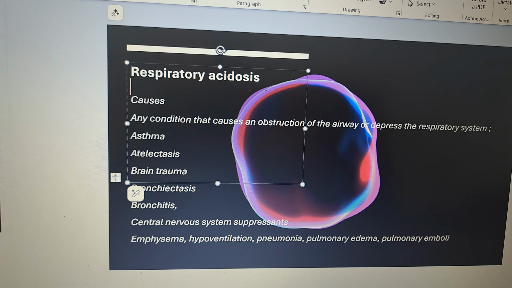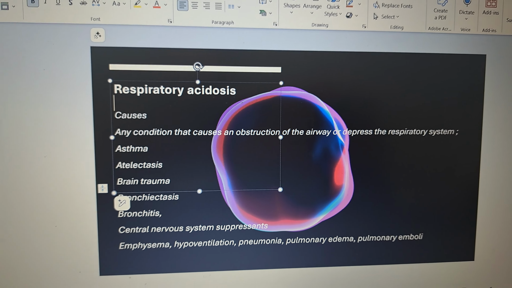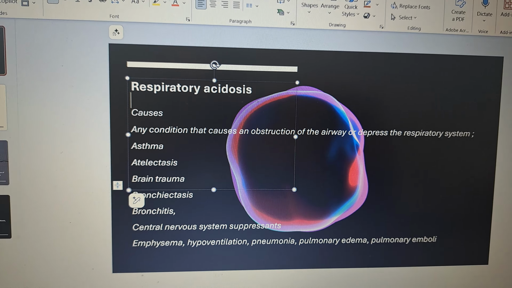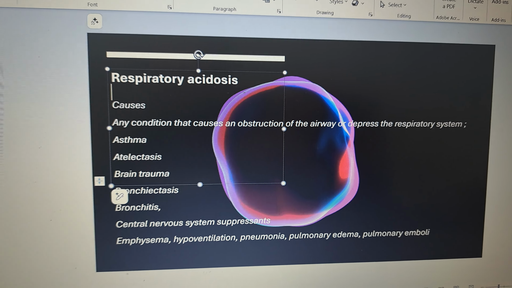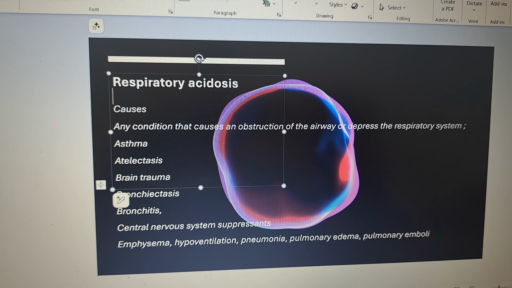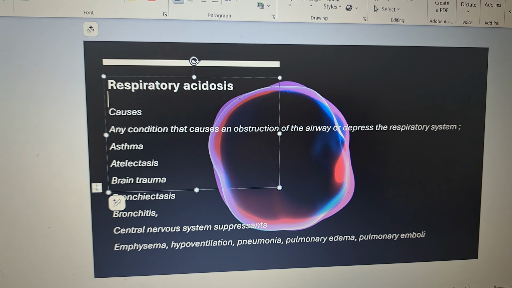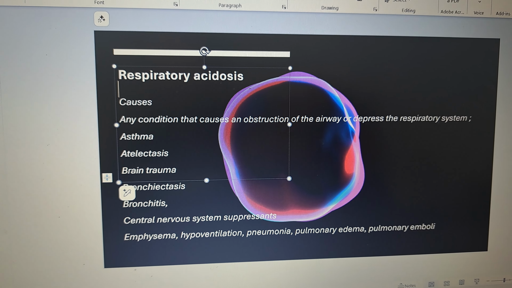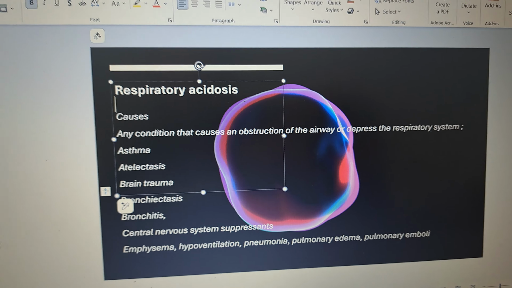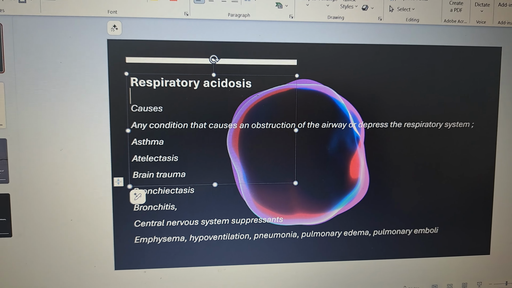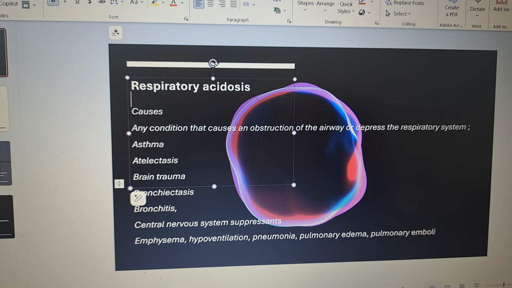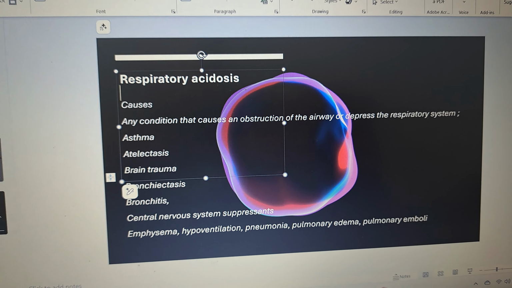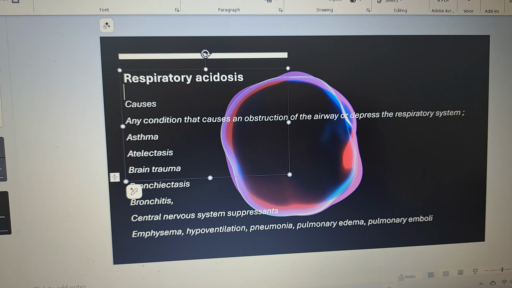Next one is atelectasis. In atelectasis, there can be excessive mucus collection, and this leads to the collapse of the alveolar sacs. There can be reasons such as an infectious process going on in the lungs, or it can be due to anesthetic medications also. So atelectasis also causes ineffective gas exchange.